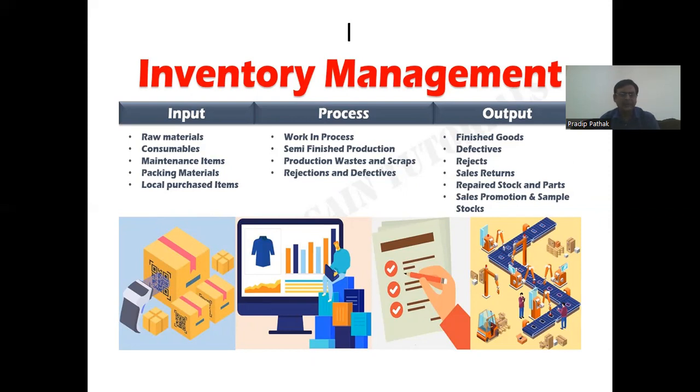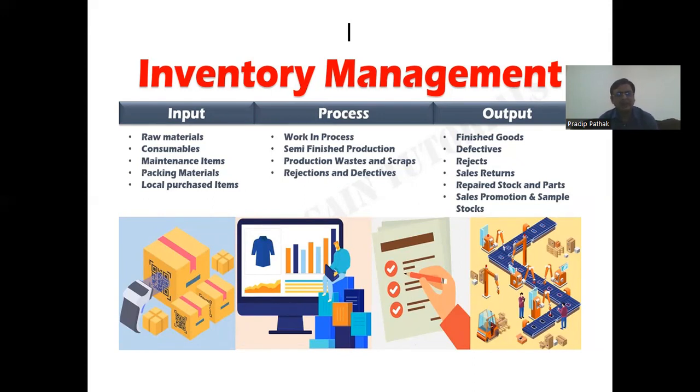Then the third type of inventory could be the production waste and the scraps. They also are to be stored and disposed of in the process or salvaged as soon as the manufacturing is over. And also the rejections and defectives, because there will always be some rejections in the process of manufacturing. They are to be stored separately. At the same time, some defective items, because whenever you are producing something, you are going to have certain quality tests, and if it is found to be defective, it is to be taken back. So all these kinds of inventories will be maintained in the process.